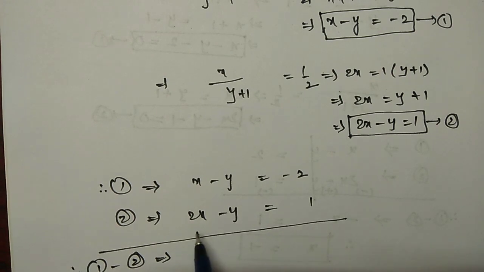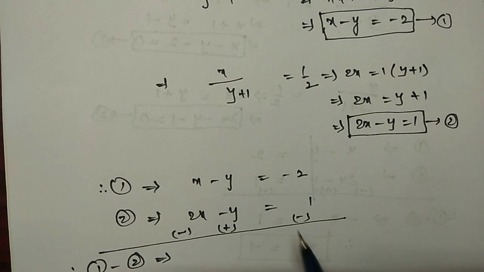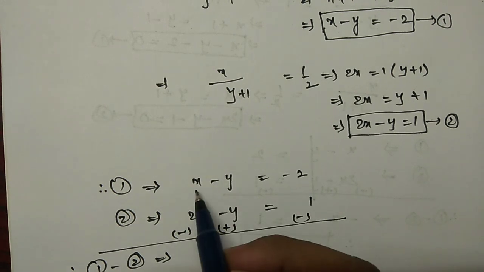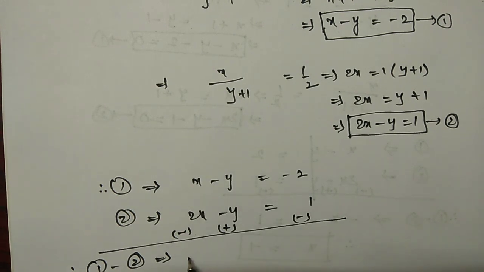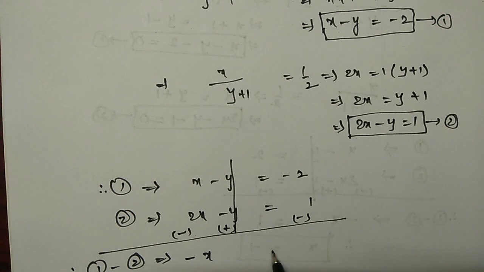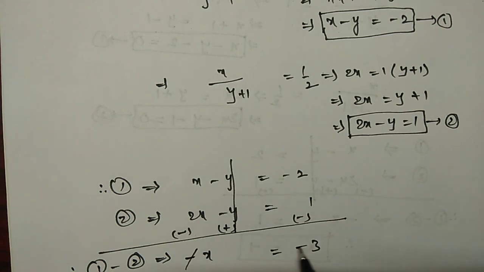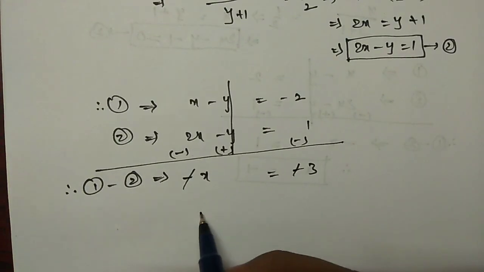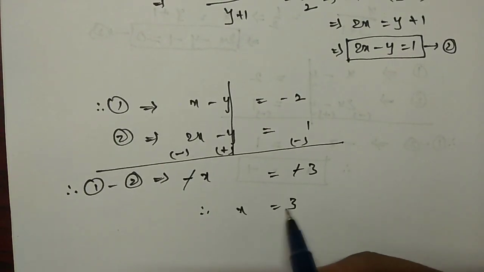Therefore, 1 minus 2 implies, while subtracting, change the signs of the second equation. So x minus 2x is minus 1x, plus y minus y. Minus y plus y is 0. This is minus 3. So both sides minus will be cancelled. Therefore, x equal to 3.